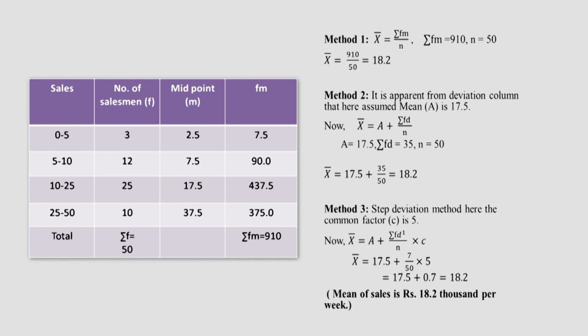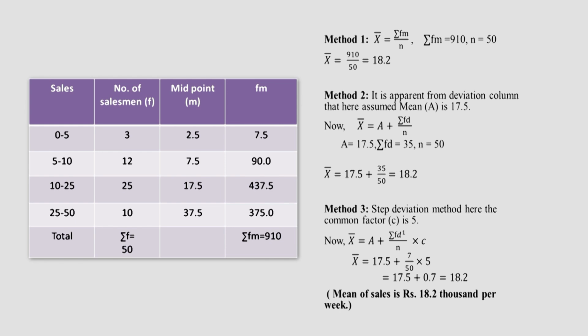Alright. Now since we have to take the mid value of x, x is 0 to 5, 5 to 10, 10 to 25 and 25 to 50. So what do we do? We add up the lower limit and upper limit and we divide it by 2. First we take the average of the class interval. Alright. So what are we doing? 0 plus 5 upon 2, lower limit plus upper limit upon 2, and we get the value 2.5.